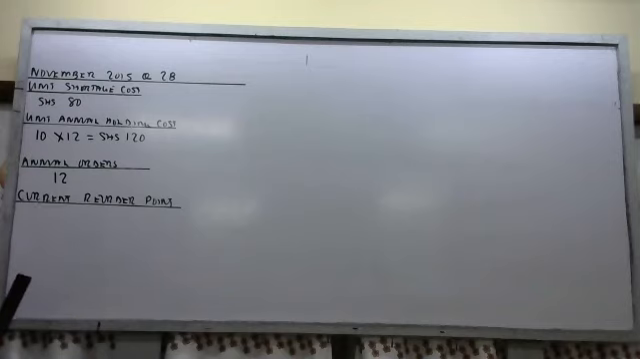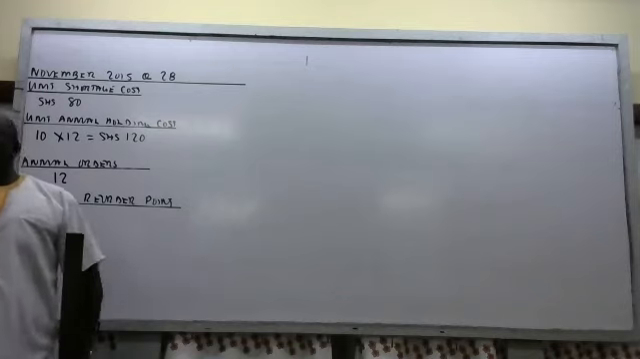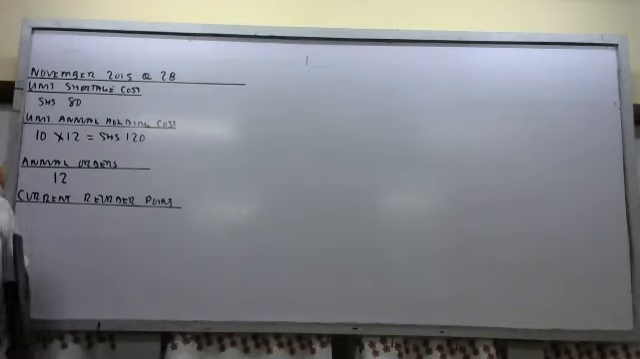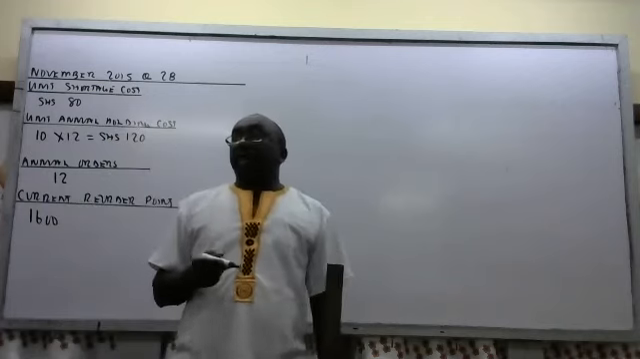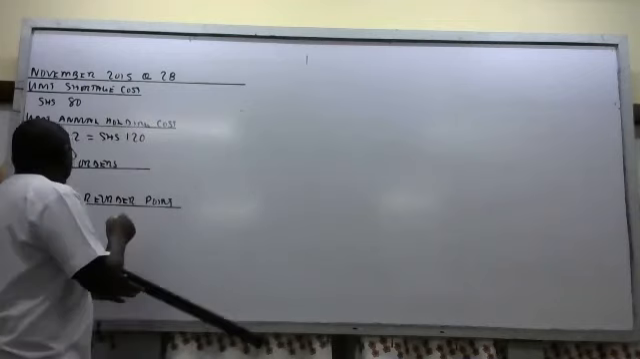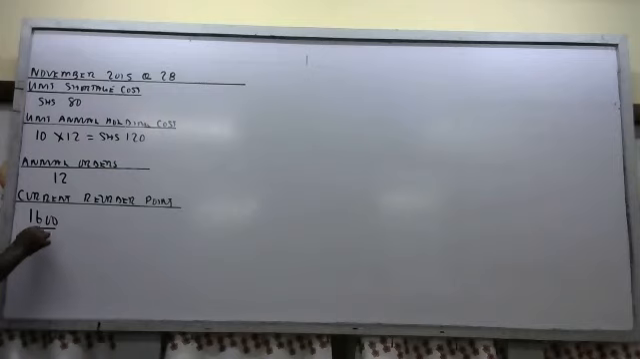So current reorder point, it is not given, but we know the formula. The formula says it is daily what? Usage. So daily usage, you will do it this way. We are told in 30 days we are buying 1600. Obviously, we are buying so that we use. So you divide by 30. You put the daily usage.